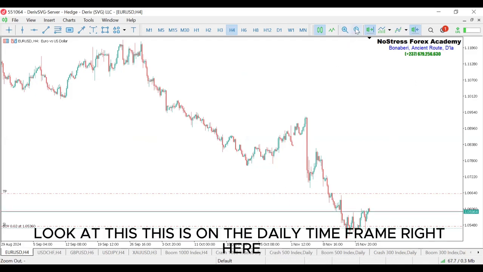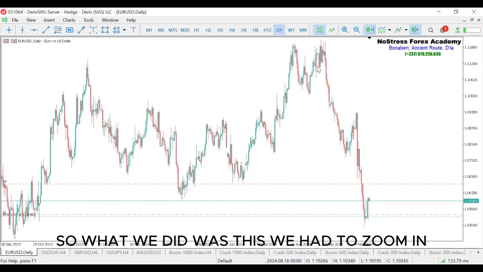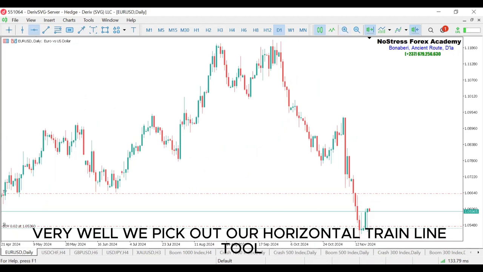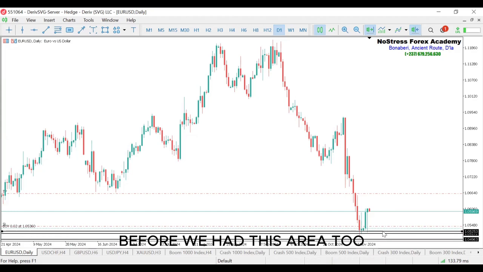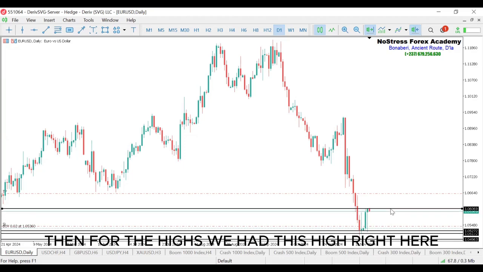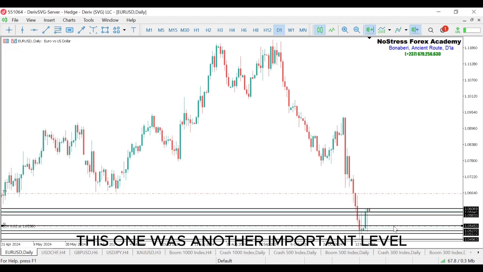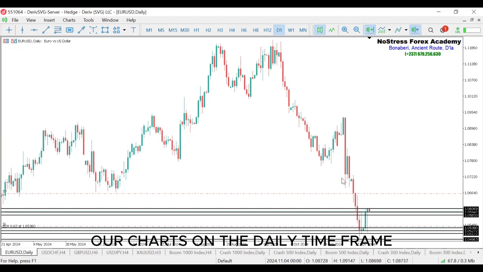Look at this. This is on the daily time frame right here. We had to zoom in a little to be able to see the candles very well. We pick out our horizontal trend line tool. We mapped out this area before, we had this area too. Then for the highs, we had this high right here, we had this, and then we had this, right? This one was another important level. So we have these key levels on our chart on the daily time frame.